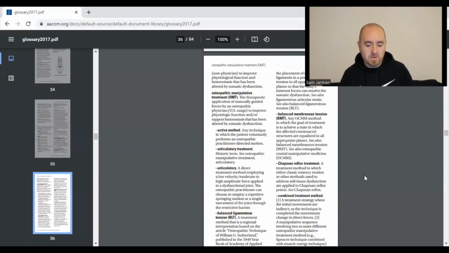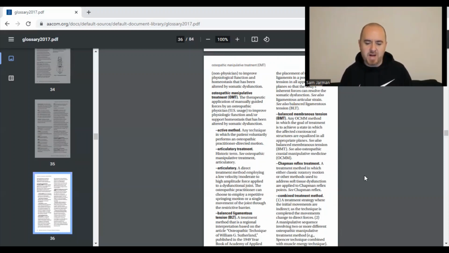So you have the definition of osteopathic manipulative treatment: the therapeutic application of manually guided forces by an osteopathic physician, US usage, to improve physiologic function and/or support homeostasis that has been altered by somatic dysfunction. Okay, so that's your general overarching definition of OMT. Now, you will also have OMM, and then there's, I believe, osteopathic manual therapeutics. So that's all there, but we don't have to worry about that. We've got a reasonable grounding.